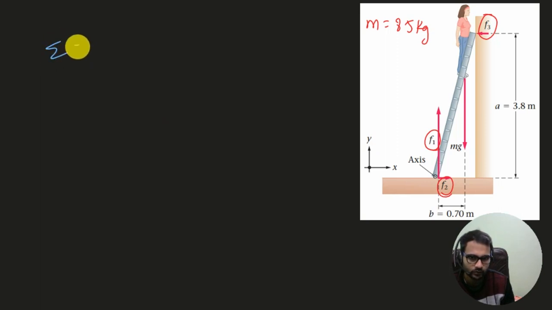So the net torque should be equal to zero. Now you have to think which point you should take to be the axis of rotation so that you can simplify this problem in an easy way. So pause the video and think. Now I hope you might have thought, so you should take this point to be your axis of rotation. And then if you write the net torque to be equal to zero, you'll get F3 to be equal to mg into B by A. I'm just writing the result.